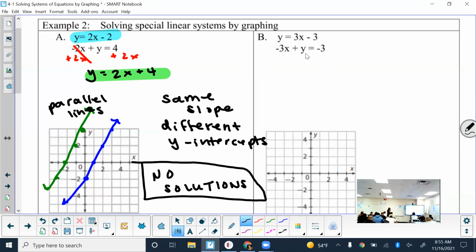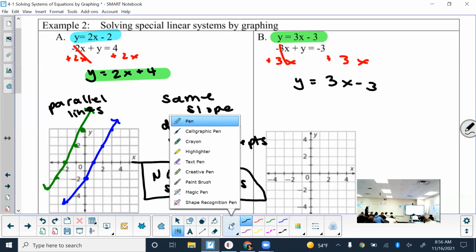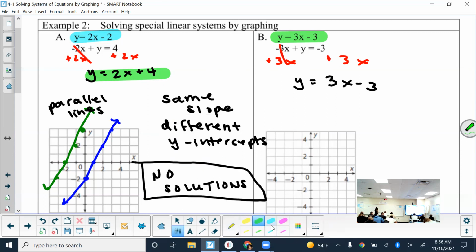All right, so now let's look at example B. Are either of them in slope intercept form? Yes, so I'm going to highlight the one that is, and then I'll make sure to graph that one. The other one we need to rearrange. How can I get the y by itself? Good. So add 3x on each side. Y is now by itself, and my equation in slope intercept form is y = 3x - 3. Going to highlight that one to make sure I graph that one.